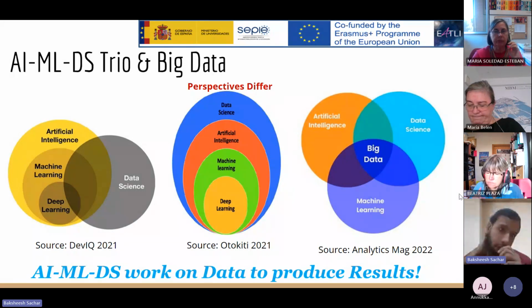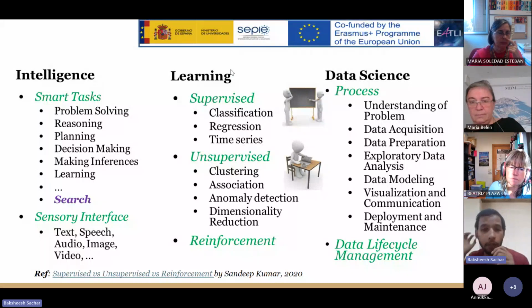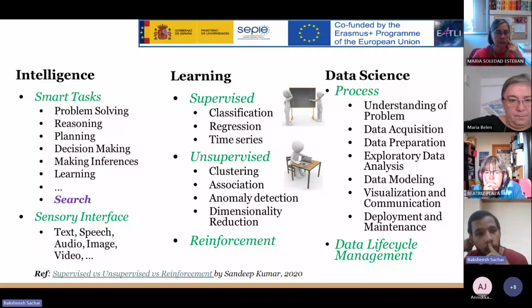For example, if I break down intelligence, I've tried to break it down in the simplest manner possible through one of the papers that I found. Intelligence is any kind of smart task. That smart task could be planning, decision making, making inferences, or learning through problem solving. All of this helps us to train these tools that are used to train our models, and this reduces the human task of doing things which are repetitive. Again, this can also be done through text, speech, audio, image.